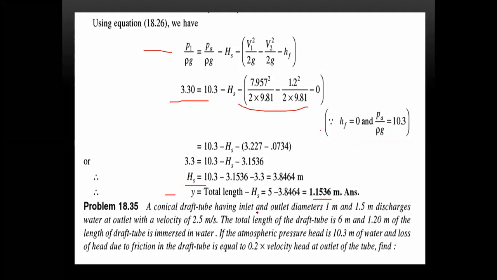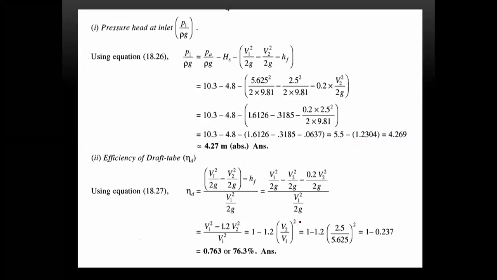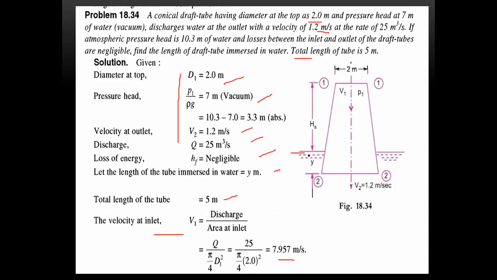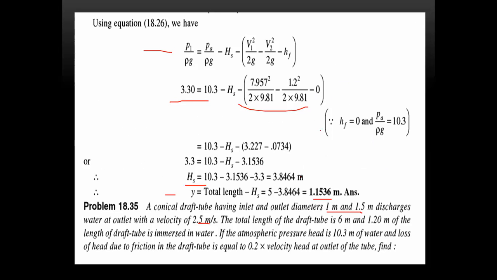Now, the conical draft tube having inlet and outlet diameters of 1 meter and 1.5 meters discharges water at the outlet with a velocity of 2.5 meters per second. The total length of the draft tube is 6 meters, and 1.2 meters of the length of the draft tube is immersed in the water. How much is immersed? That is 1.2 meters of the length of the draft tube is immersed in the water. That means, this way, if this is the water ground level, how much is immersed inside is given in the question as 1.2.